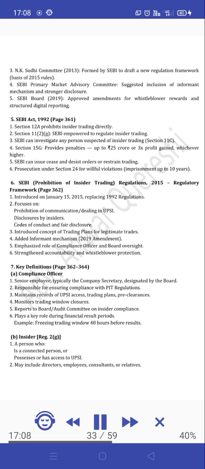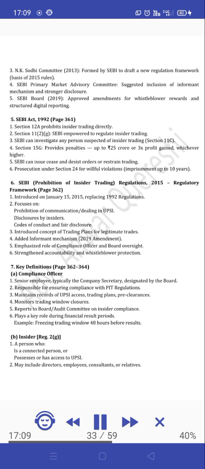7. Key definitions, page 362. A. Compliance officer. 1. Senior employee, typically the company secretary, designated by the board. 2. Responsible for ensuring compliance with PIT regulations. 3. Maintains records of UPSI access, trading plans, pre-clearances. 4. Monitors trading window closures. 5. Reports to the Board Audit Committee on insider compliance. 6. Plays a key role during financial result periods. Example, freezing the trading window 48 hours before results.